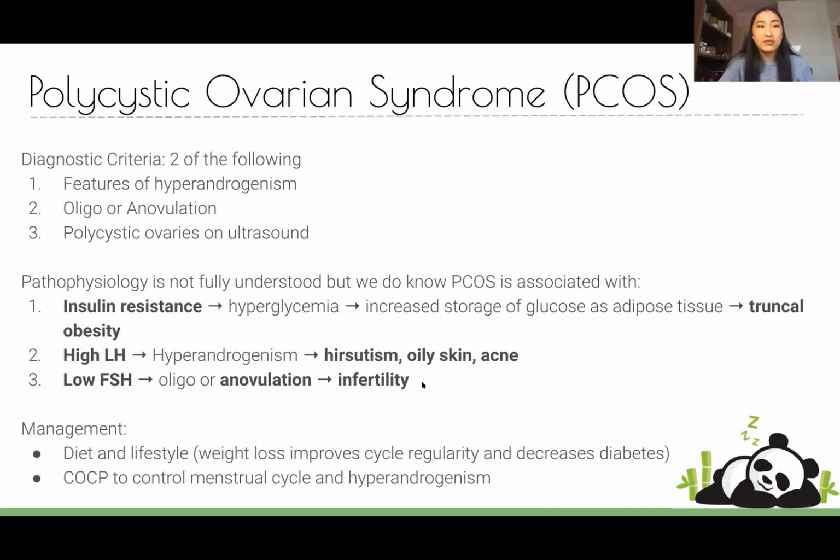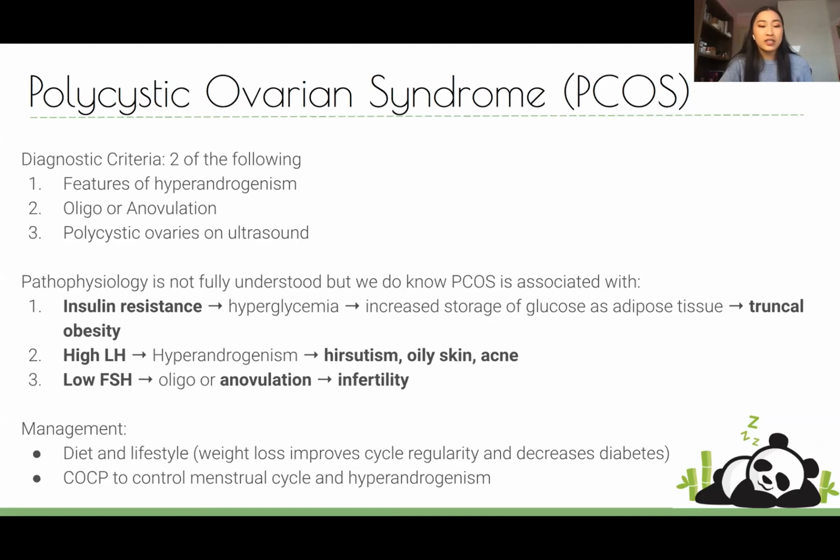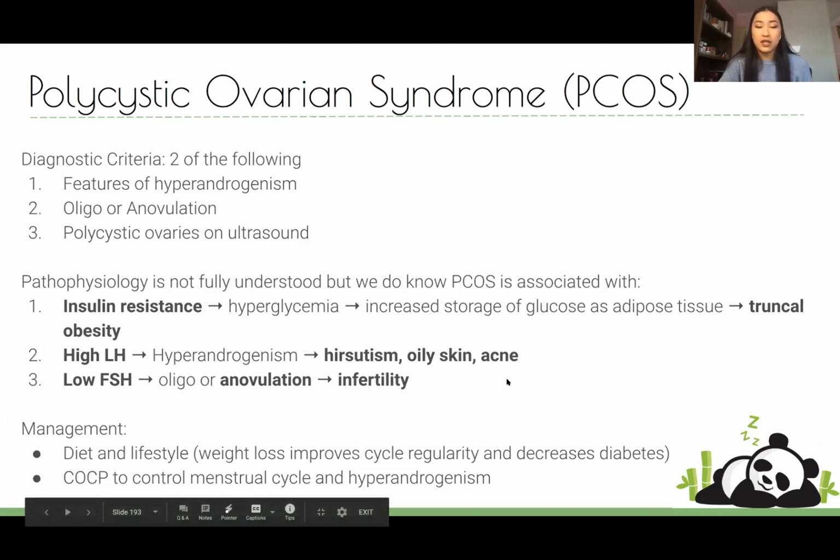For management, there's a lot of depth, but typically you'd just say diet and lifestyle changes, because weight loss does help improve cycle regularity and decrease the risk of diabetes. And then the mainstay of treatment is the combined oral contraceptive pill, because that not only helps to regulate the menstrual cycle, but it also manages some of the hyperandrogenism. So it takes away some of the unpleasant effects.